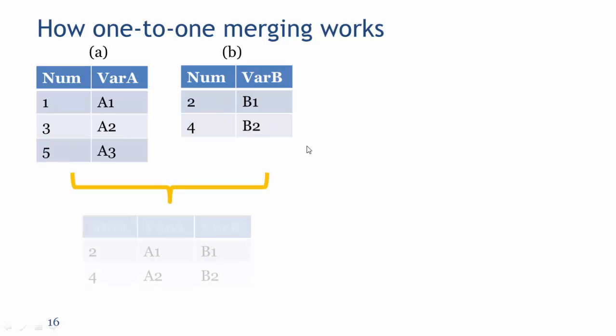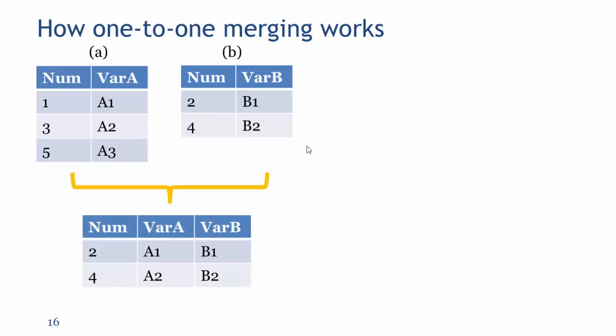Now, when you combine these 2 datasets using one-to-one merging, the merged dataset would look like this. There is no 1, 3, 5, but only 2, 4, and there is no A3 here, only A1, A2, but B1 and B2 are retained. In many situations, we may not prefer to use such merging, but there are other options available of merging these 2 datasets and retaining all the information that we have in these 2 datasets.